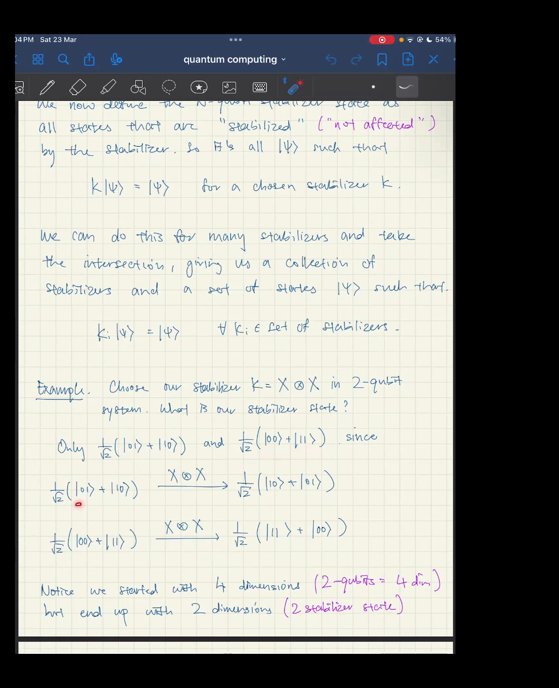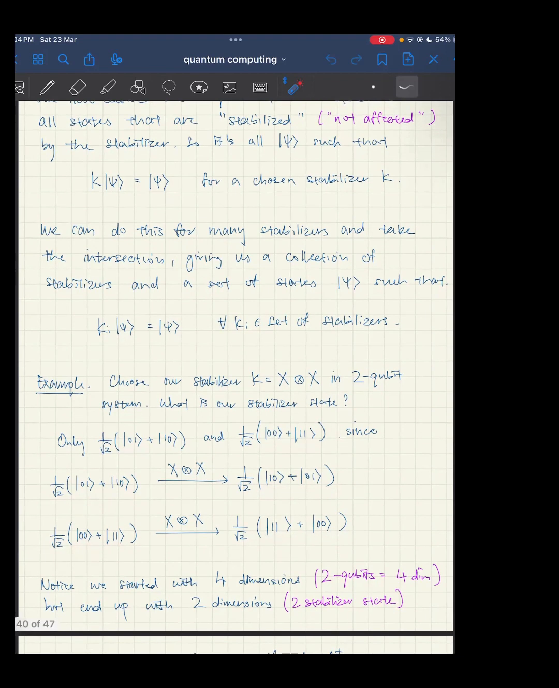If you take 01 plus 10, and we do X tensor X on it, 01 will be sent to 10, and 10 will be sent to 01. And you notice that you end up with the same state that you started with. And similarly for 00 plus 11, when we do XX, we get 11 for the 00, and we get 00 for our 11. And we end up with the same state that we started with.